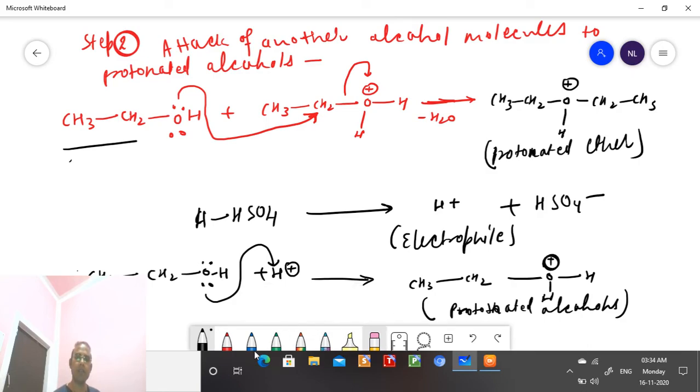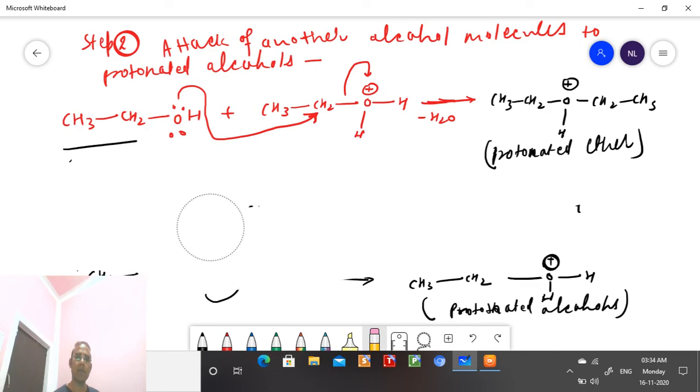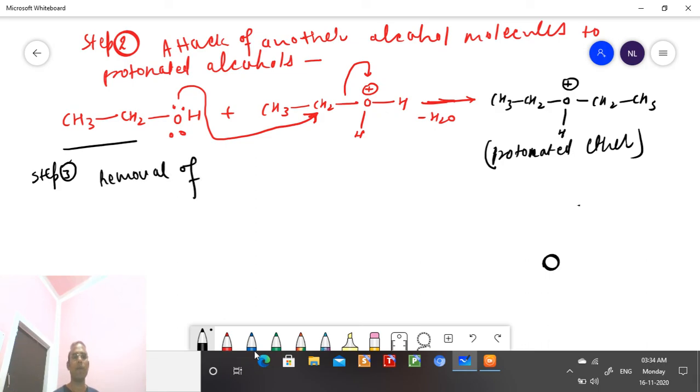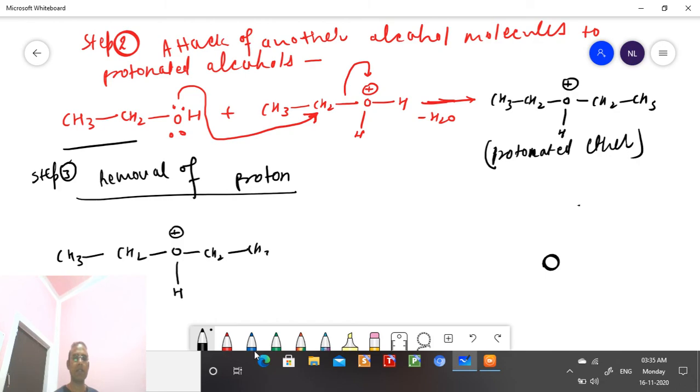Now what can you do in the protonated ether? If you do deprotonation, the proton will exit. So let us have a look at step number 3, that is the removal of proton. In the presence of a base, you can easily remove the proton. So here is the protonated ether, CH3, CH2, O is there, this is positively charged, here hydrogen is there, and this is CH2, CH3, as it is I am writing.